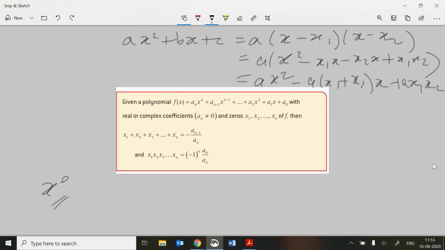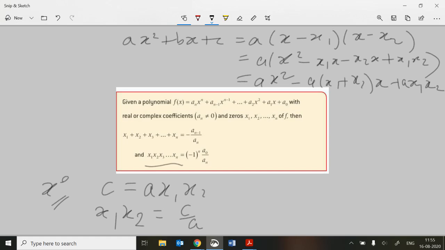Okay, so again, comparing both sides, that didn't seem right. So we're getting a x1 x2 is equal to our c. So we see that the product of our roots here is equal to c divided by a.